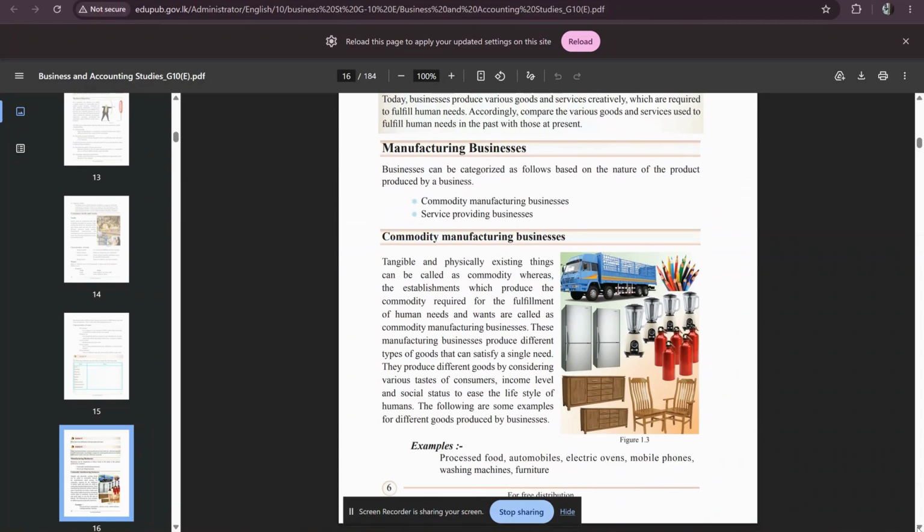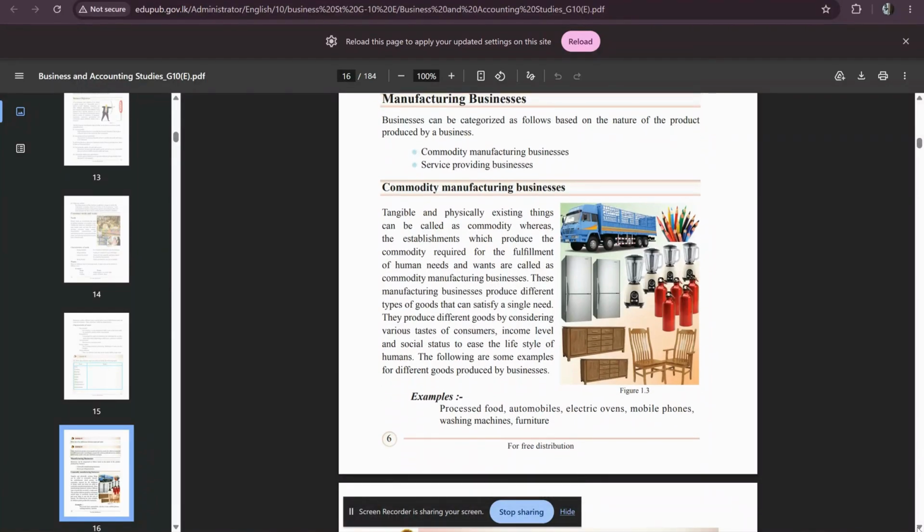Manufacturing businesses. That's a subtopic. Business can be categorized as follows based on the nature of the product produced by the business: commodity manufacturing business and service providing business. Commodity manufacturing business. Tangible and physically existing things can be called a commodity, whereas the establishment which produces the commodity required for the fulfillment of human needs and wants is called a commodity manufacturing business.